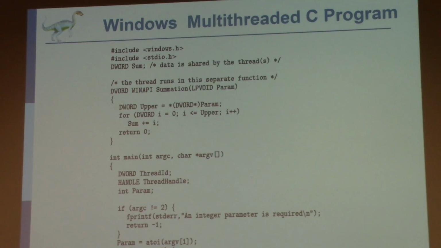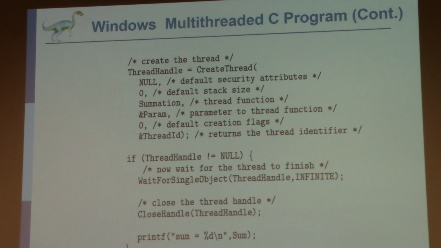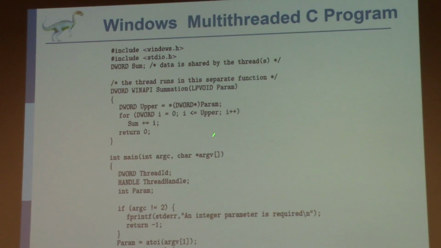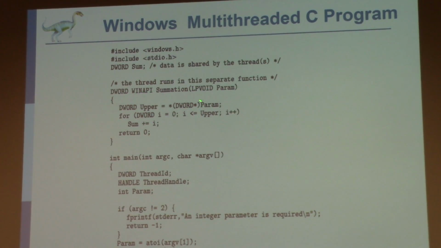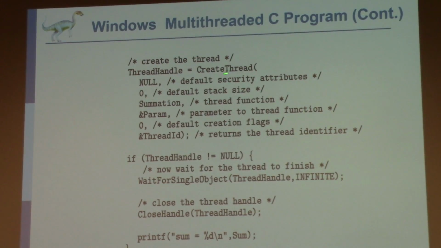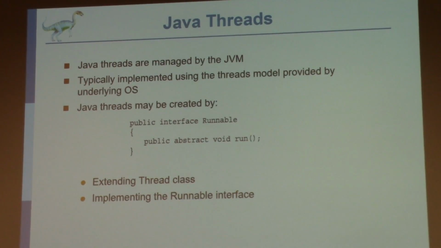What about Windows? Windows is the same thing. So same, and we can create such a thing. Where is the sum? Here. This is runnable. The module is a summation function. So summation will be called when the thread is created using CreateThread, the system library, the Windows API. So you can assign this one with the parameter value. It will be created. And what about the Java?